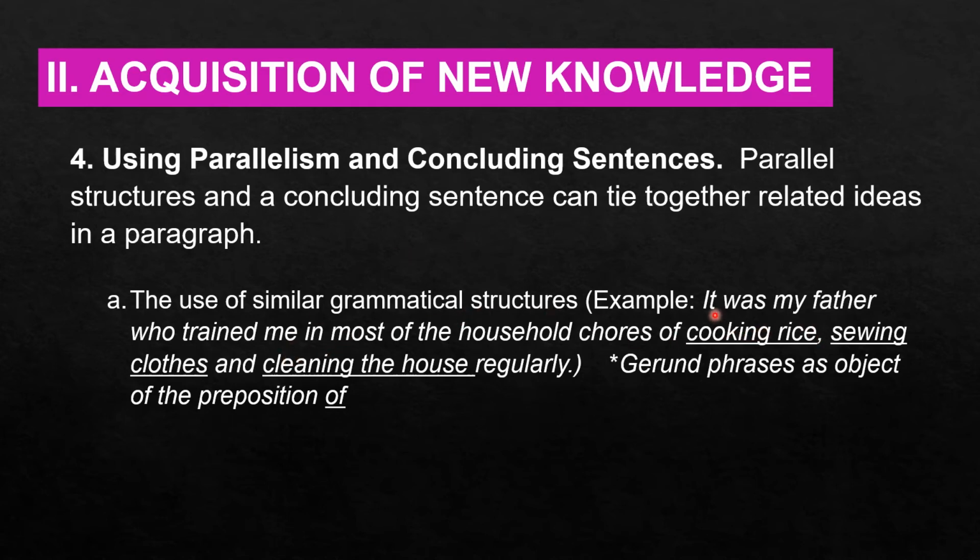So in this example, it was my father who trained me in most of the household chores of cooking rice, sewing clothes, and cleaning the house regularly. So notice the underlined words here: cooking rice, sewing clothes, and cleaning the house. If you can remember well in your grammar lesson, these are gerund phrases used as object of the preposition of.